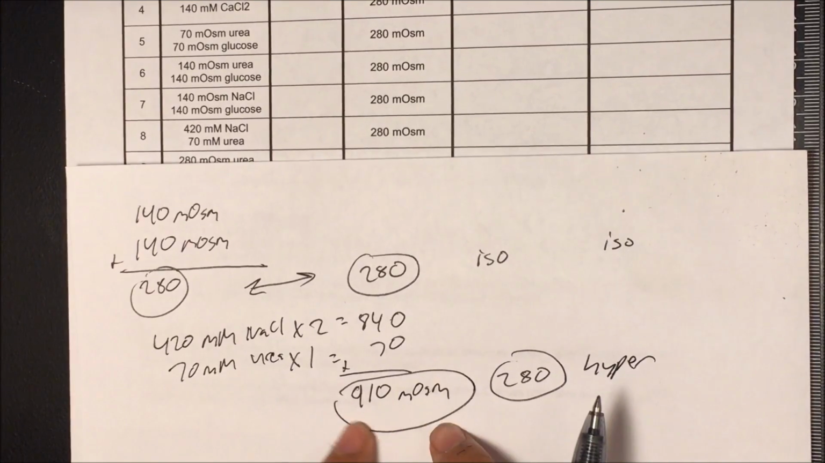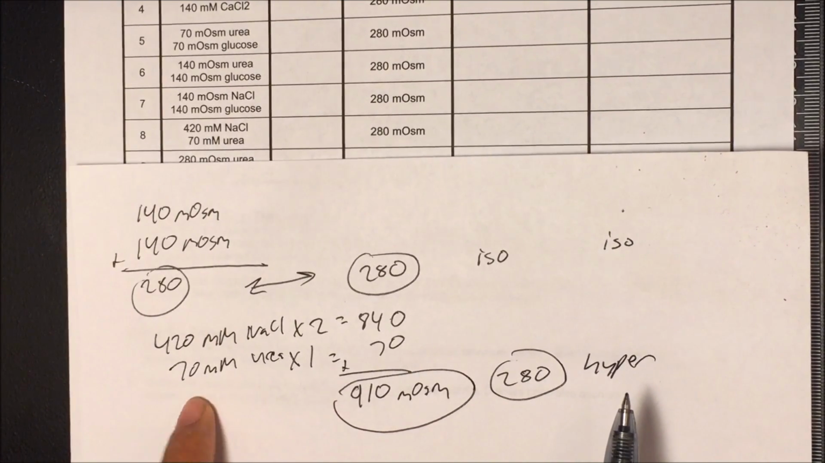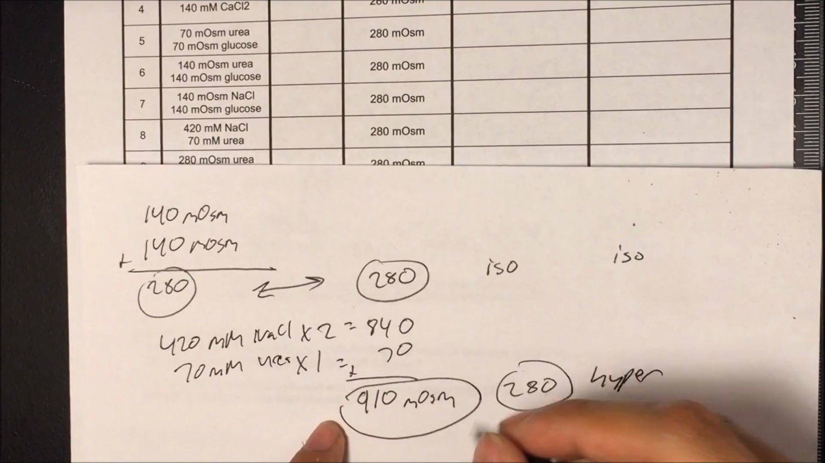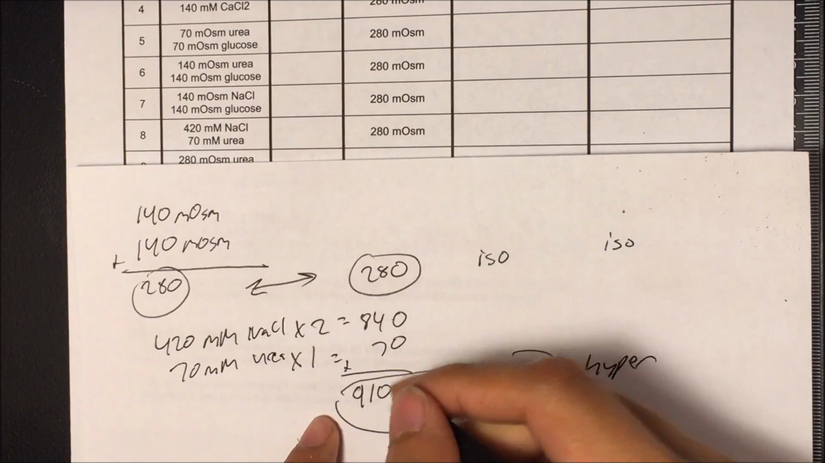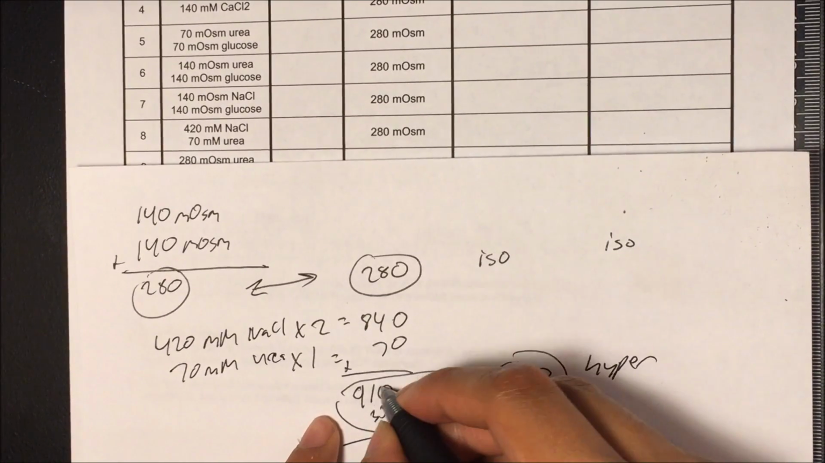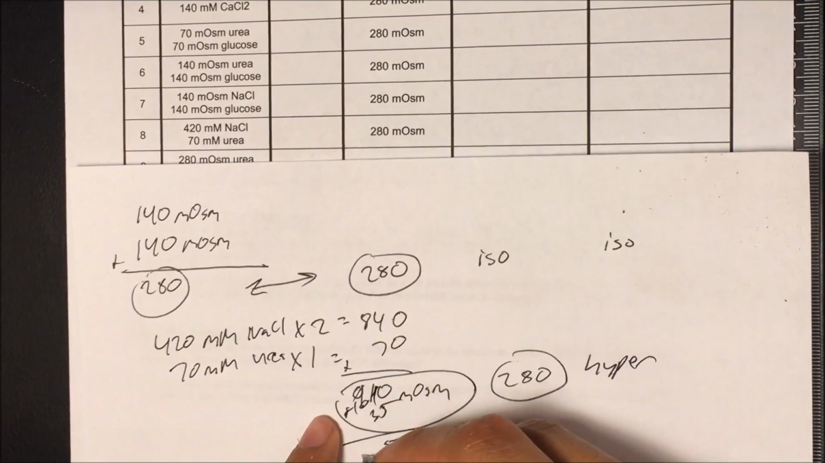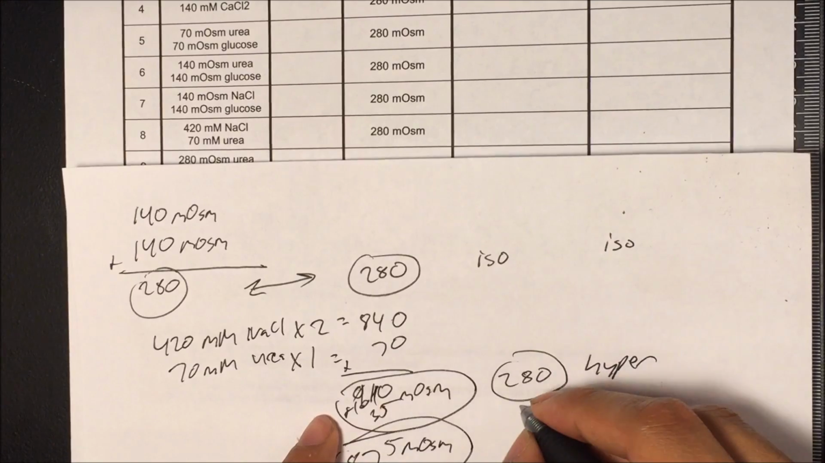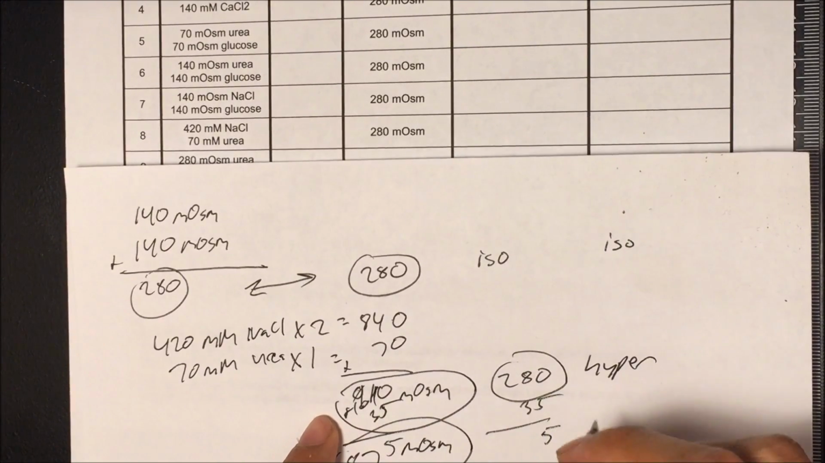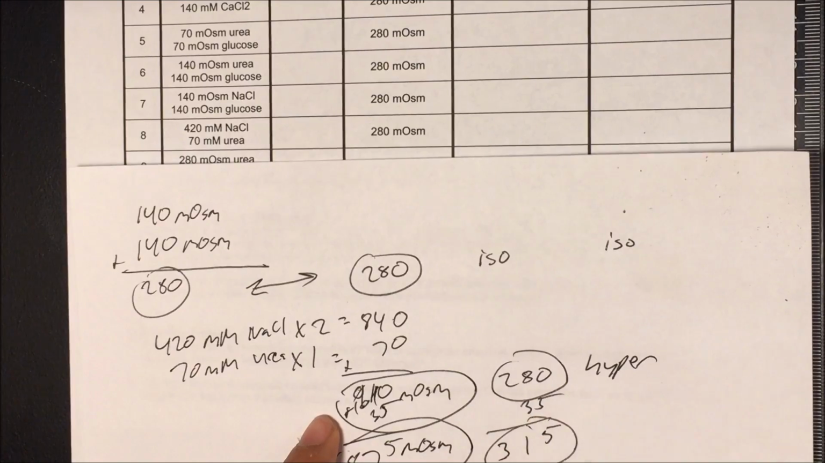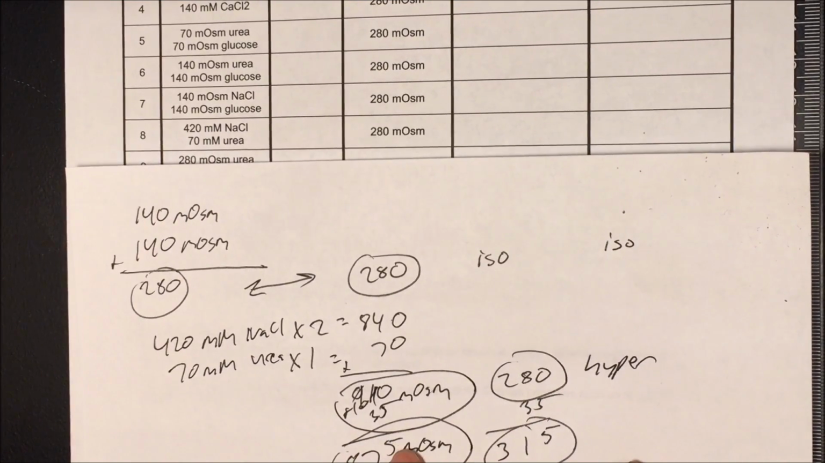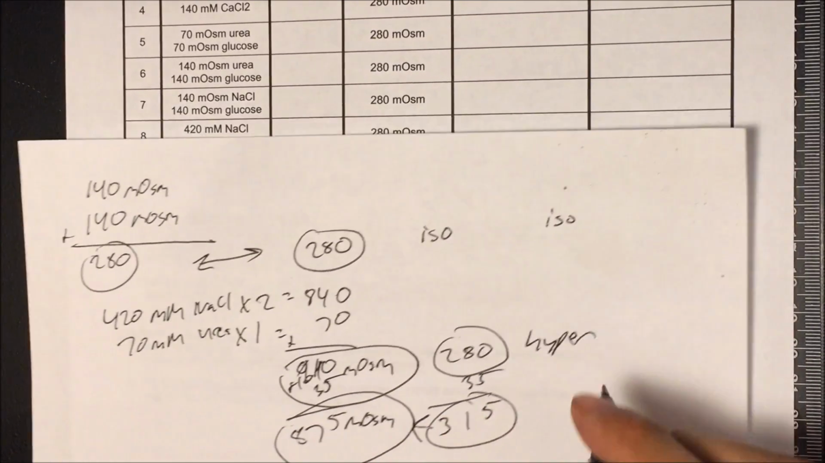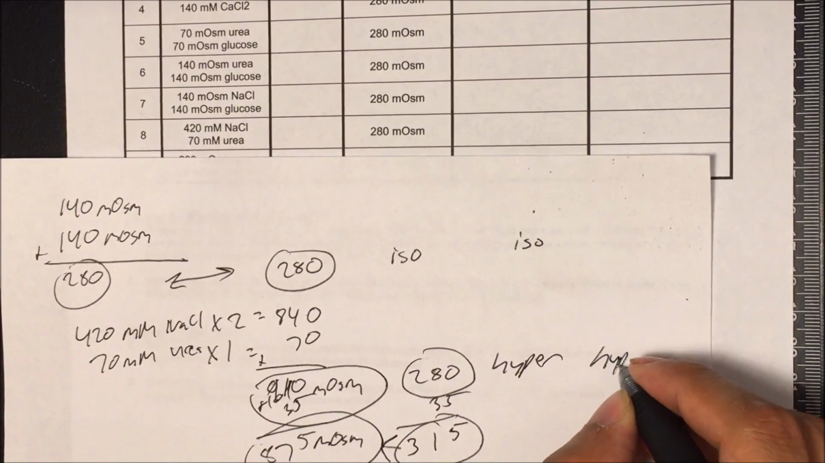And since we do in fact have urea, so we have 70 milliosmoles of urea. So we divide that by 2, which is 35. We take away 35 here, making 875. And we add that 35 here, making 315. And since we have more outside the cell than inside of the cell, the direction of water movement will go outside of the cell and it will be hypertonic.